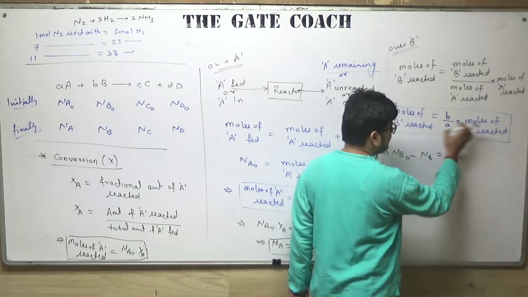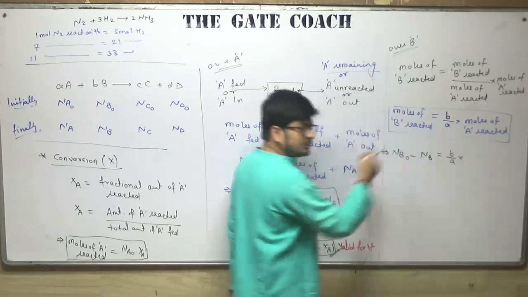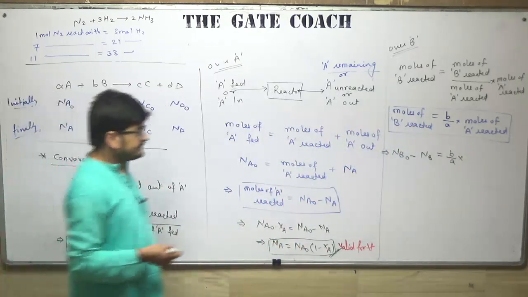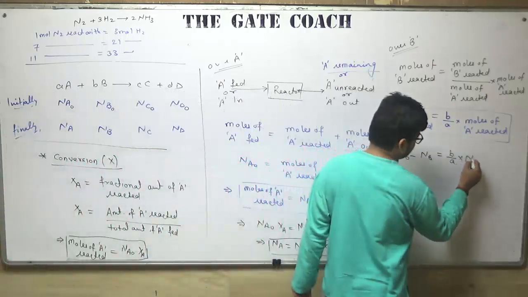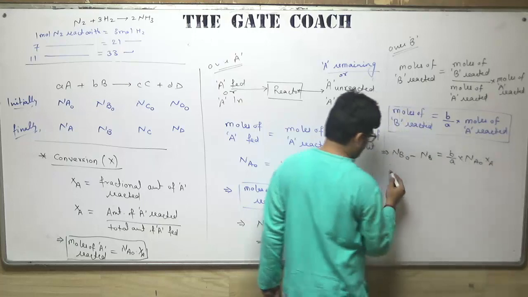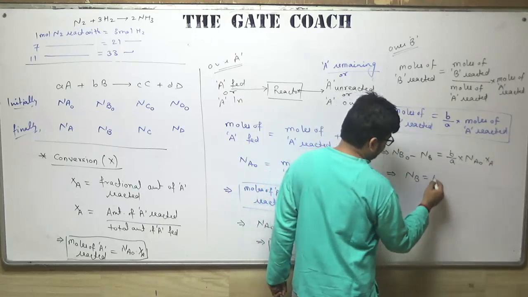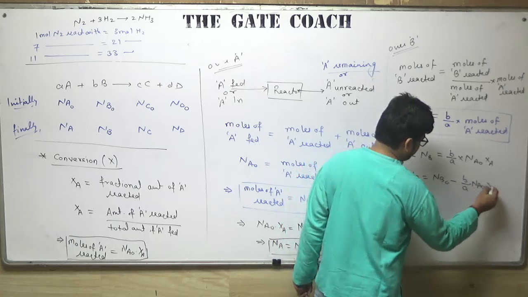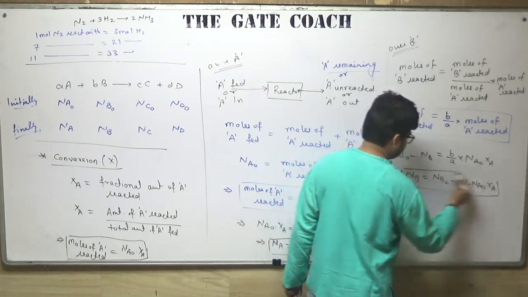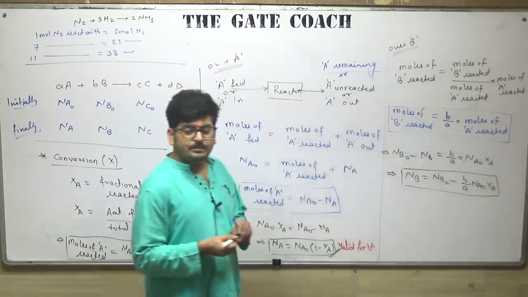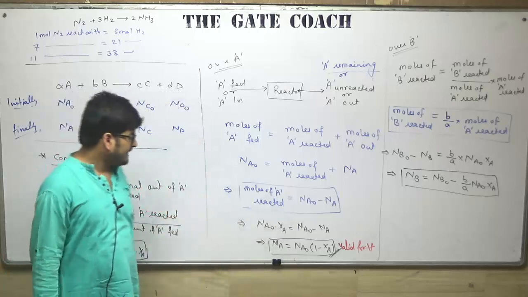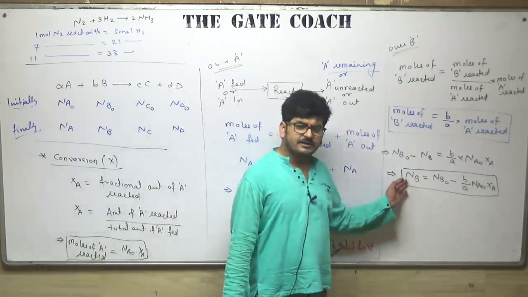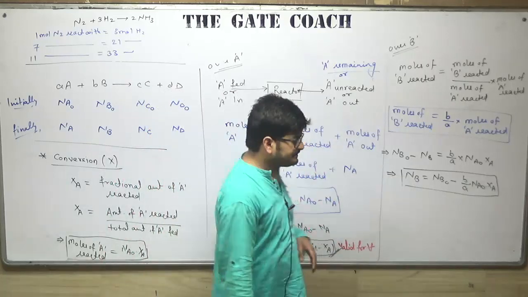That is equal to B by A times moles of A reacted. Moles of A reacted is Na naught into Xa. So NB will be equal to NB naught minus B by A times Na naught into Xa. So with the help of Xa, with the help of conversion of A, we can find out the final moles of A, the remaining moles of A, and we can also find out the final moles of B, that is the remaining moles of B.